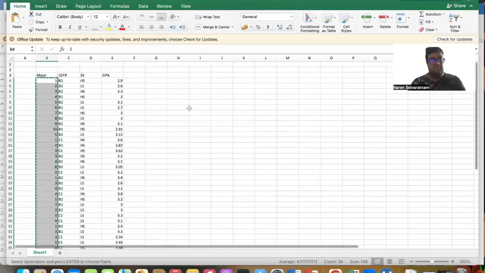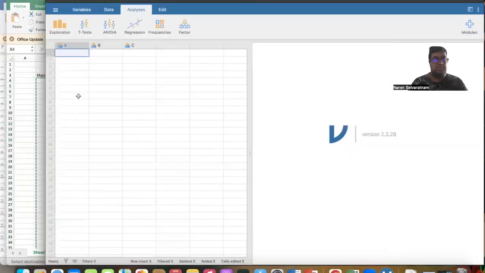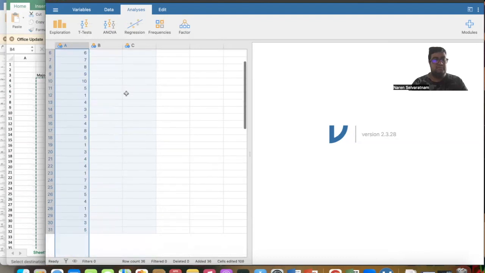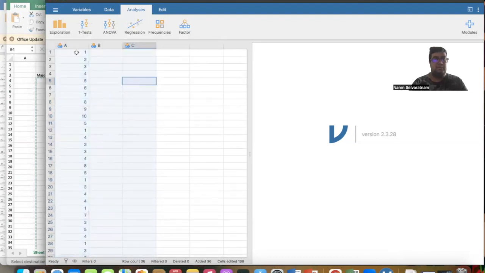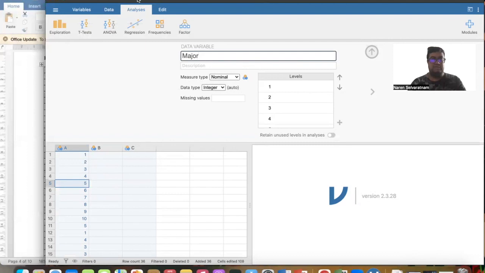Now I'm going to copy this and paste this in Jamovi. Open Jamovi and then just paste it like this. See, all 36 data is now pasted. Now click on this column header, double click, and then I'm going to name my variable, that is major. This is a nominal variable and I'm going to represent everything by the integer. So I'm going to minimize this.